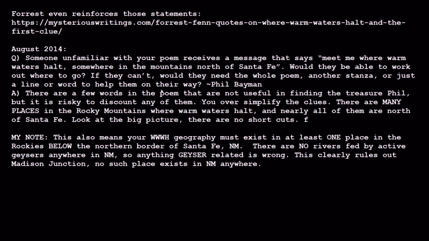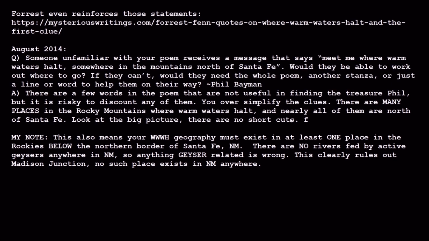Phil Bayman. Answer. There are a few words in the poem that are not useful in finding the treasure, Phil, but it's risky to discount any of them. You oversimplify the clues. There are many places in the Rocky Mountains where warm water halts, and nearly all of them are north of Santa Fe. Look at the big picture.